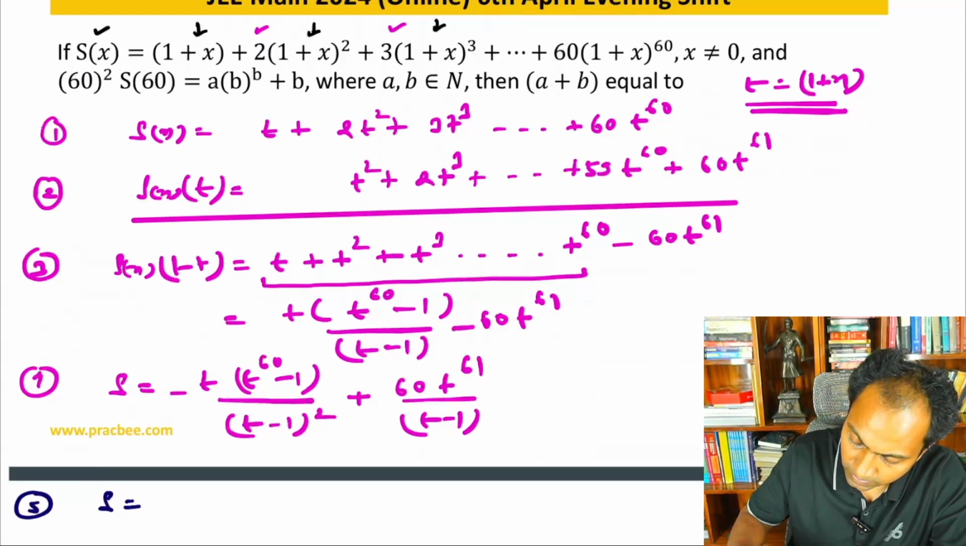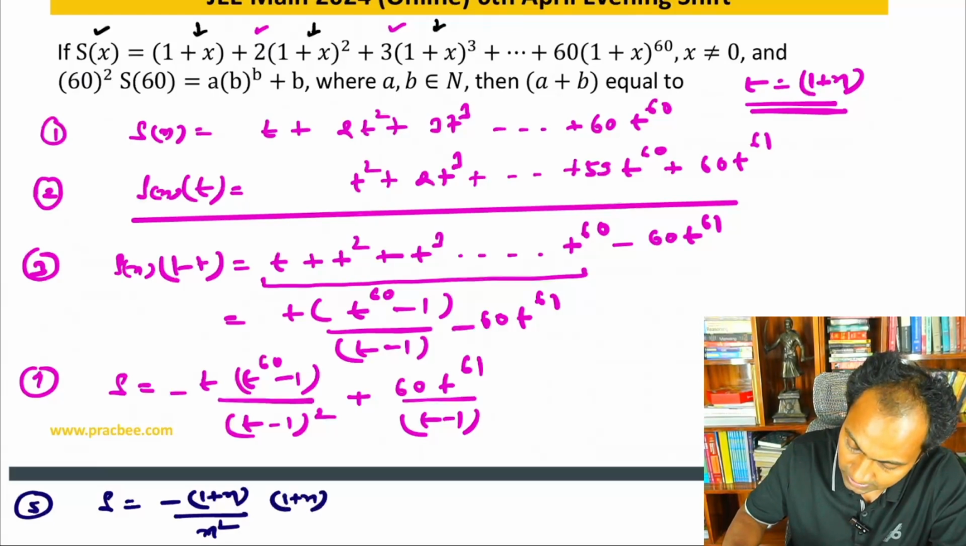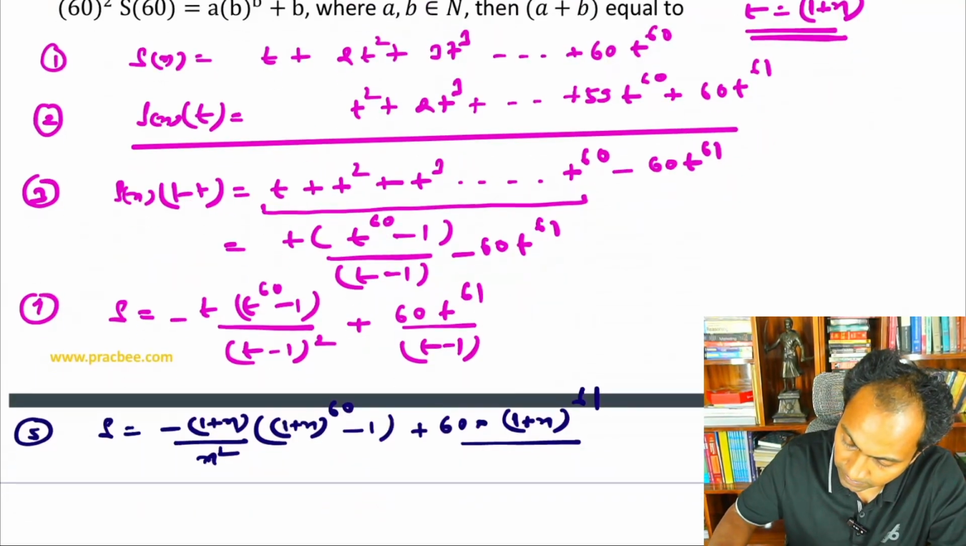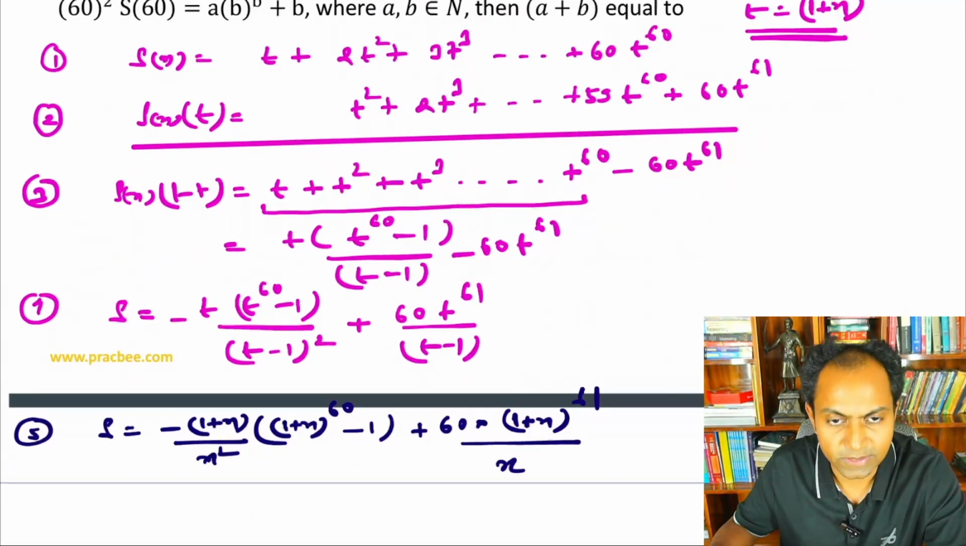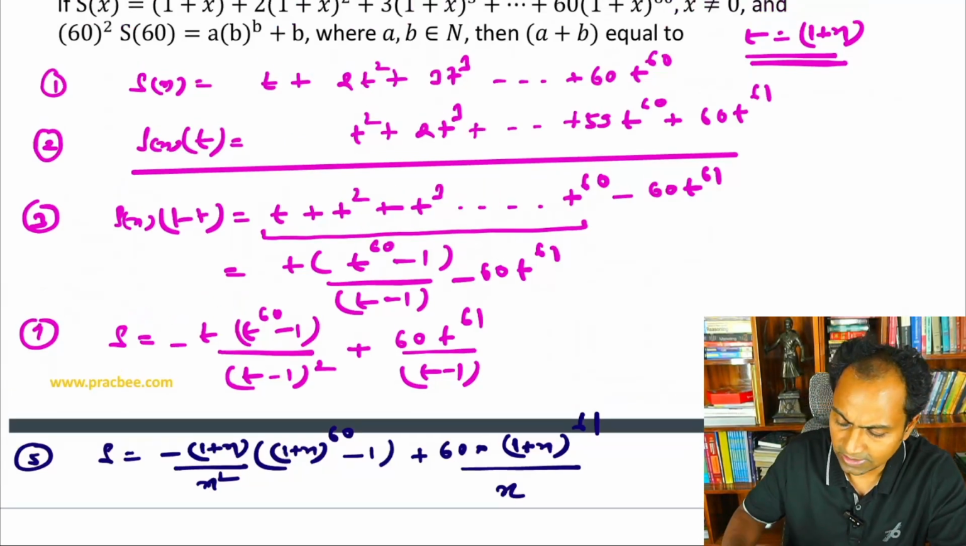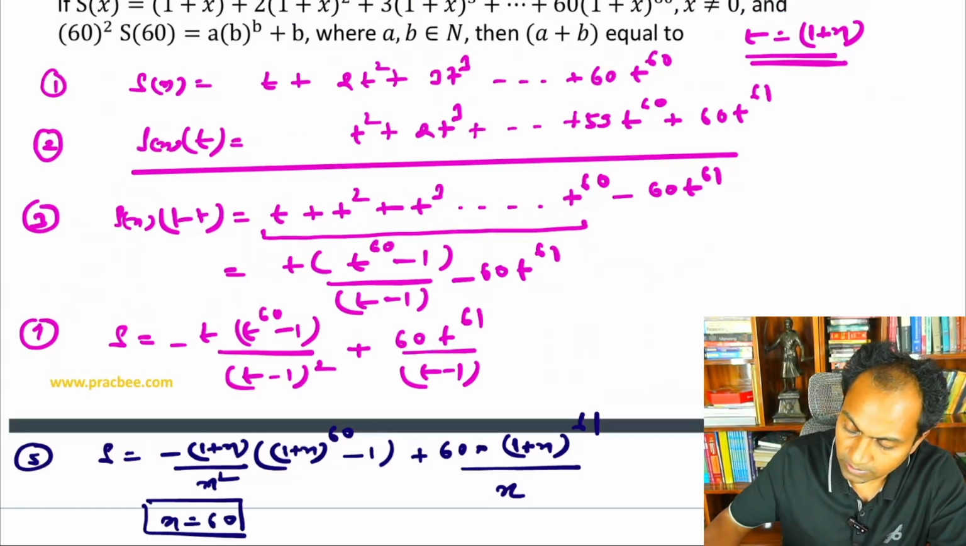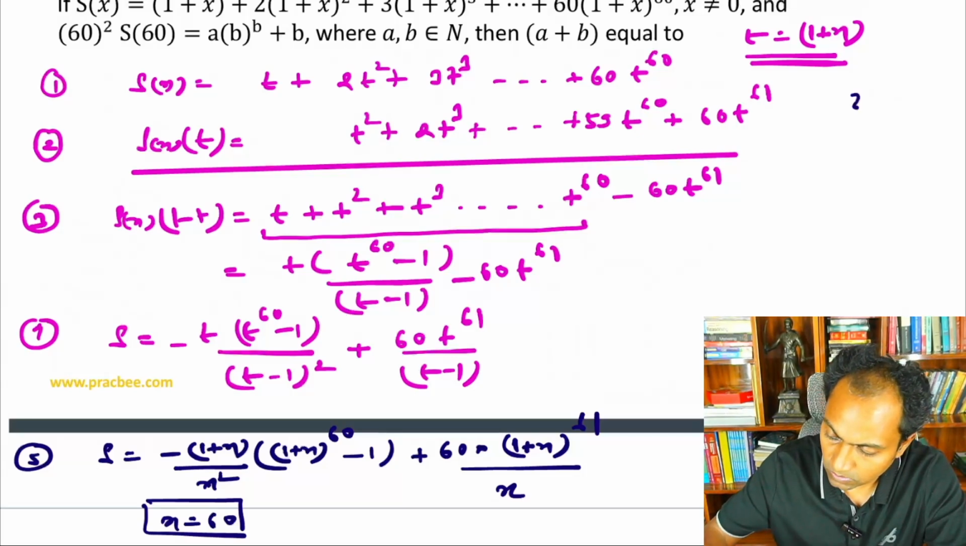So this is minus of 1 plus x. If I put here 1 plus x, this will become x square. This is (1 plus x) raised to the power 60 minus 1. And then what we have, 60 into (1 plus x) raised to the power 61 divided by 1 plus x minus 1, so this will become x. Substitute the value of x as 60 and get the answer. Answer comes out to be 3660.